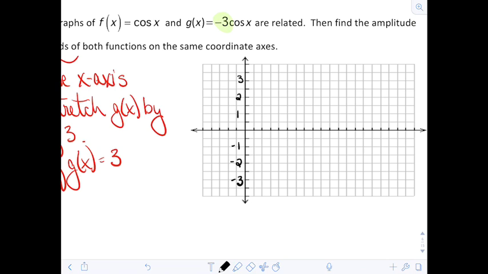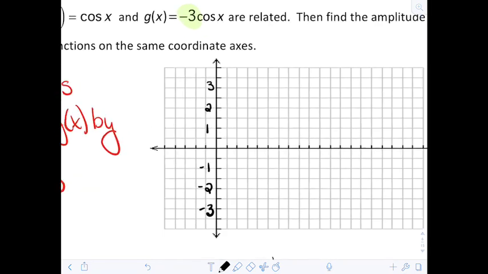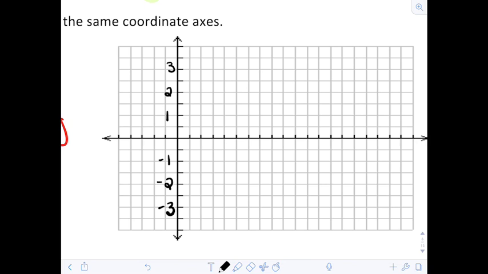The period's not going to change again, so we can label horizontally the exact same way. Again, I'm going to use a scale of pi over 4. So here we go again. Try to do this with me. 1 pi over 4, 2 pi over 4 is pi over 2, 3 pi over 4, 4 pi over 4 is pi, 5 pi over 4, 6 pi over 4 is 3 pi over 2, 7 pi over 4, 8 pi over 4 is 2 pi. There's one cycle. We have to do it again. So we're going to keep going.